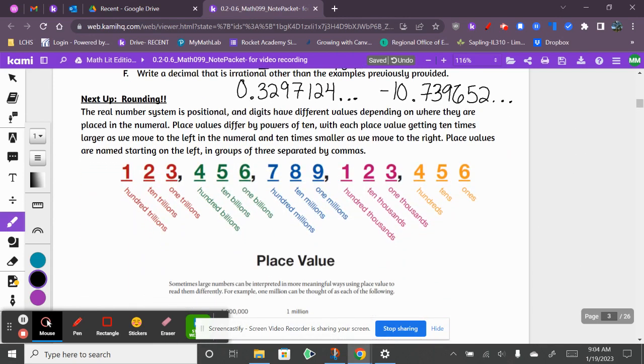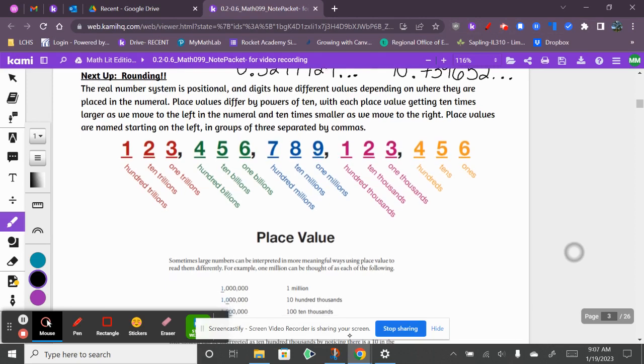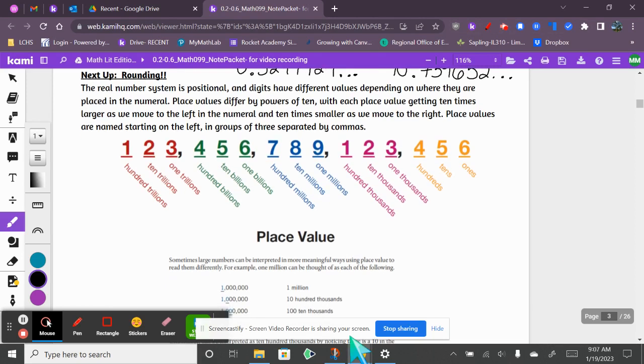Okay, that covers what we are learning about classifying numbers. The next part that we are going to be looking at is place value. So for rounding, the real number system is positional, and digits have different values depending on where they are placed in the numeral. Place values differ by powers of 10, with each place value getting 10 times larger as we move to the left in the numeral and 10 times smaller as we move to the right.